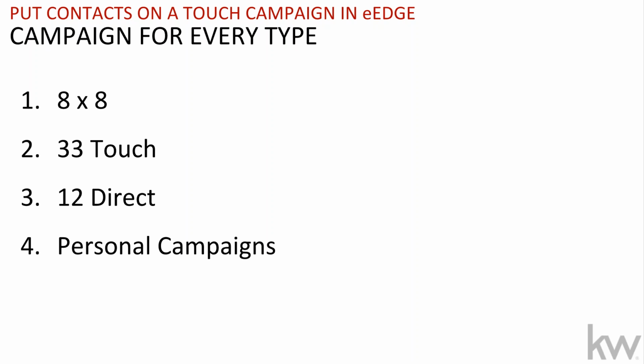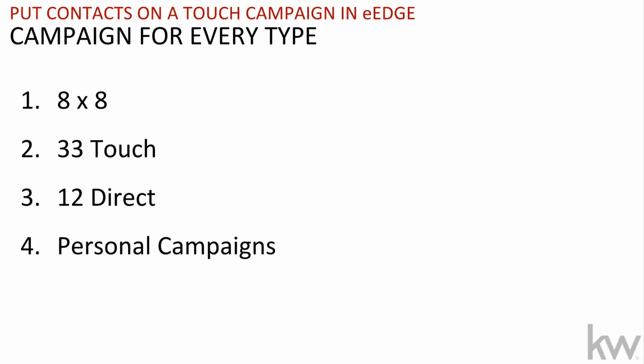The next is the 33 touch campaign. After the 8x8 has completed, you're going to put them on a 33 touch. That's 33 touches in 1 year. So now we've touched them 41 times in a year. Hopefully they will remember us and see us as top of mind. We'll continue this process until they do become a buyer or seller.